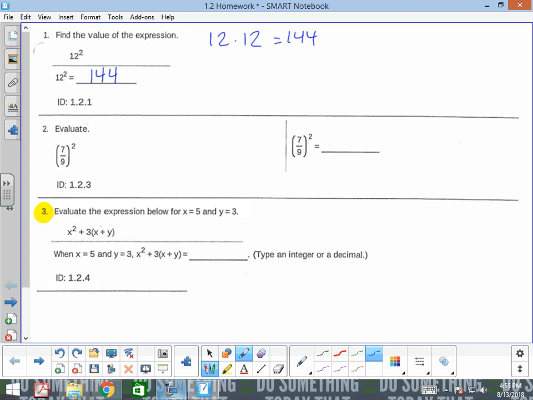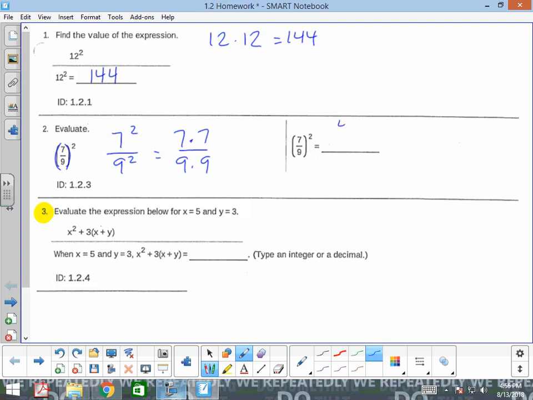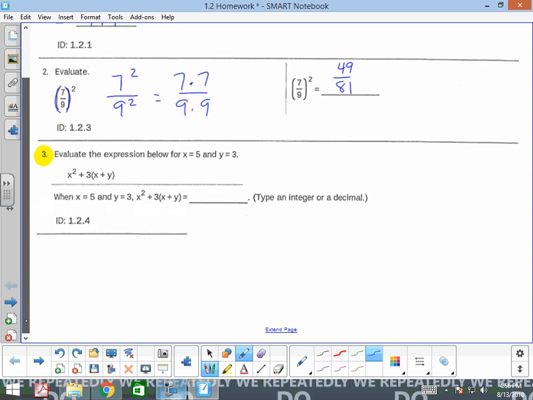On number 2, 7/9 squared. Now, that means 7 squared on top and 9 squared on bottom. These parentheses mean both the 7 and the 9 are being squared. So that means 7 times 7 on top and 9 times 9 on bottom. So 7 squared is 49. 9 squared is 81.